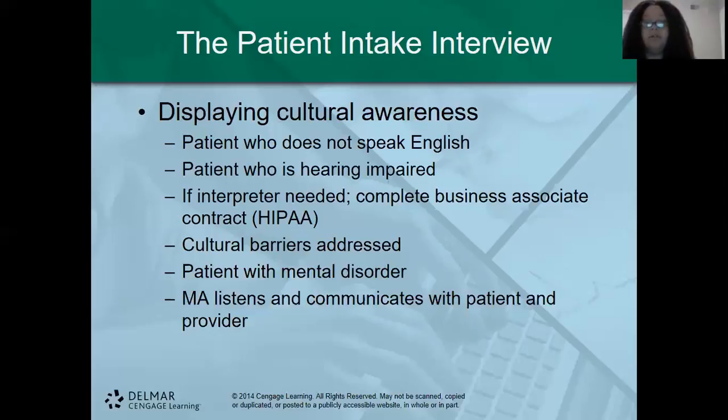Cultural barriers are addressed. So if there is a population where the husband has to be there to witness the wife get undressed for somebody, or maybe the patient doesn't like to get undressed in front of someone they don't know, you have to address those cultural barriers. Patients with mental disorders, you have to treat them with awareness and professionalism too. Everyone is different, and you just can't treat one person different from another person.